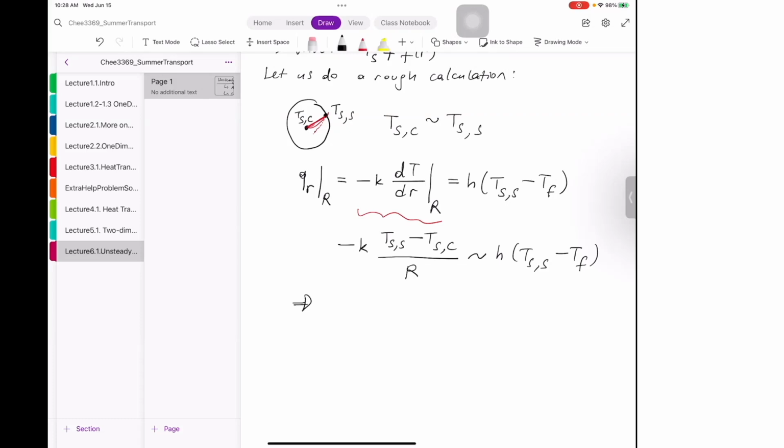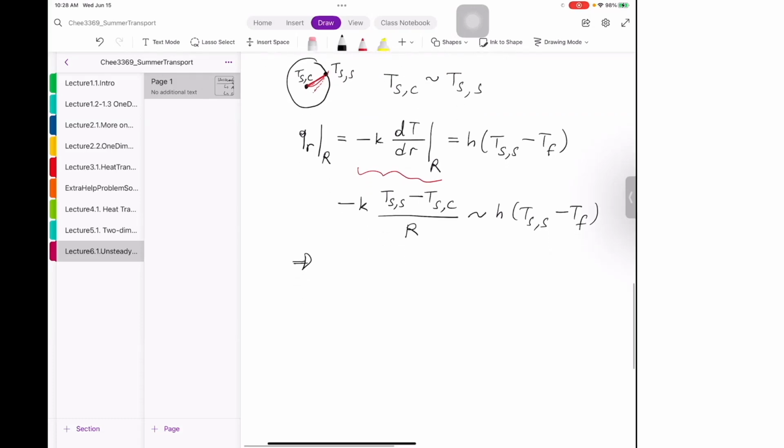So from here, if you take all the temperatures to the right-hand side and all the other terms on the left-hand side, or maybe let's take everything to the right-hand side, I just want to have hR over k. So hR over k is going to be approximately equal to Ts,C minus Ts,S divided by Ts,S minus Tf. Okay.